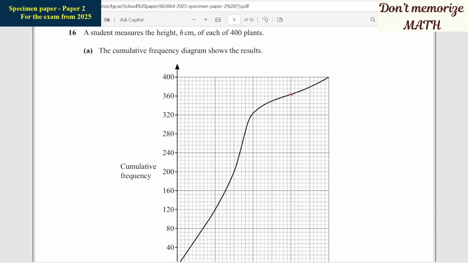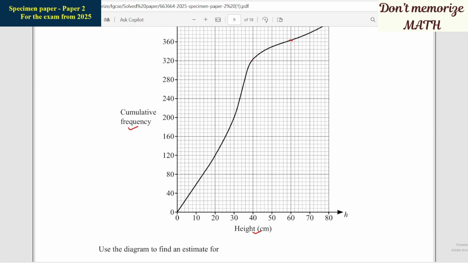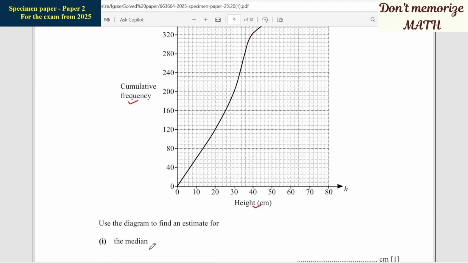A student measures the height, in centimeters, of each of 400 plants. The cumulative frequency diagram shows the result. You can see the cumulative frequency diagram. On the y-axis they have given cumulative frequency and on the x-axis they have given the height of the plants. Use the diagram to find an estimate for the median.